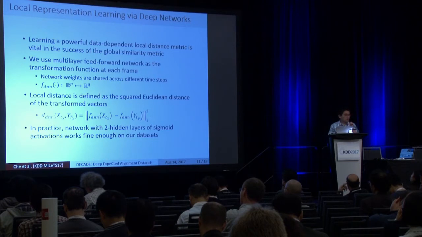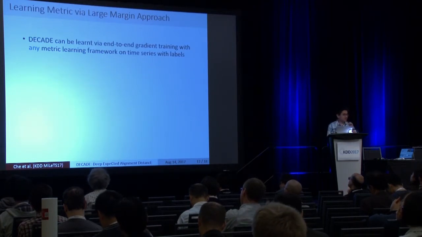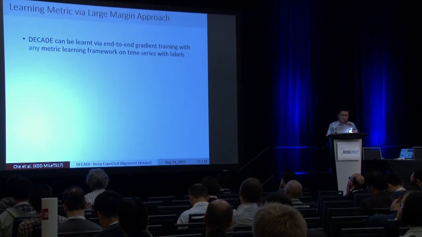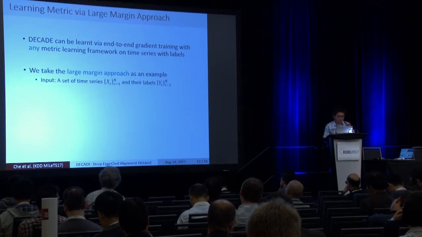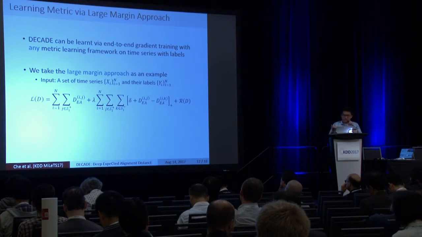And given the 2 components, the next step is how we can learn the metric efficiently. So here we take the large margin approach as an example to show how the DECADE can be learned given only the time series and the labels. So here is the objective function to minimize.